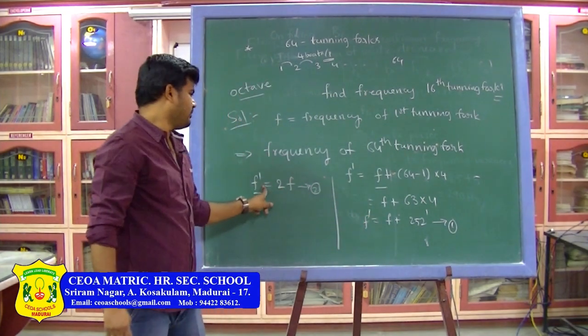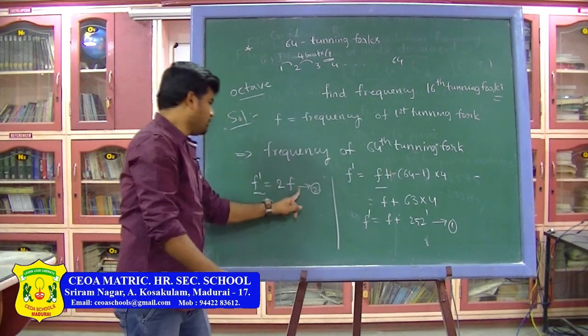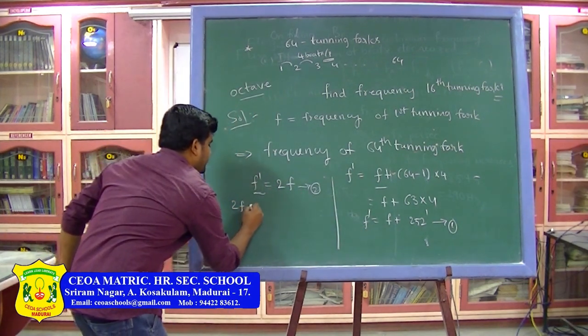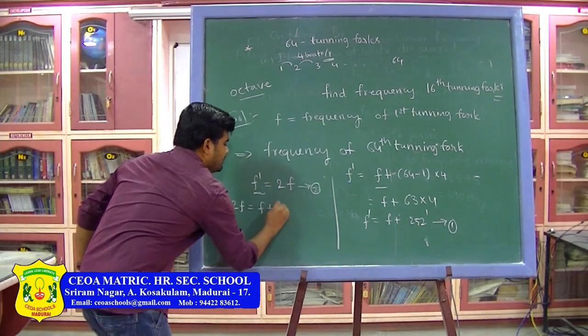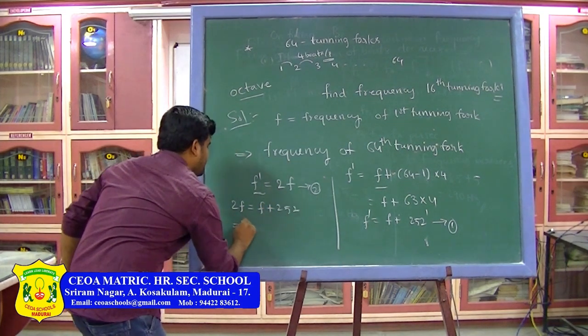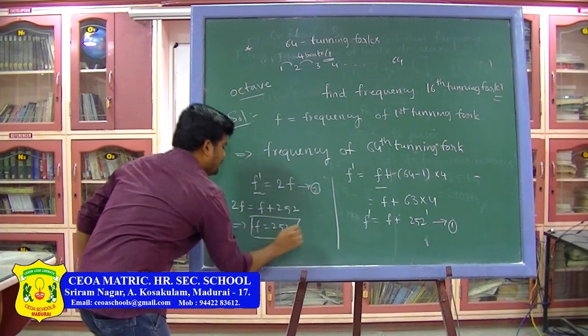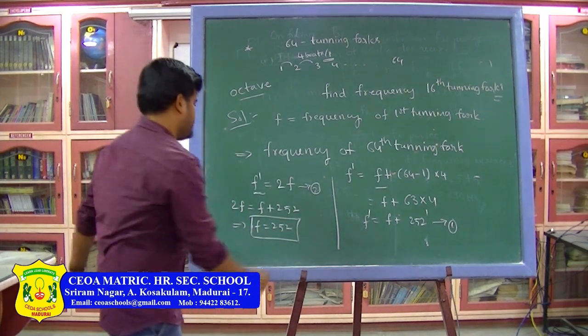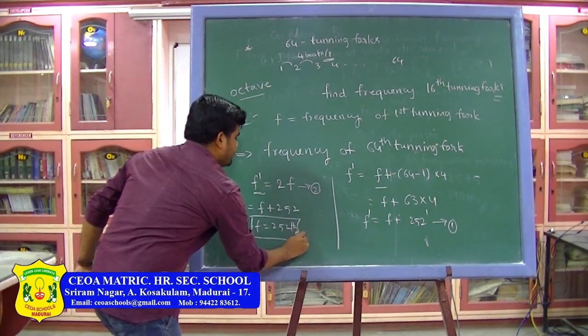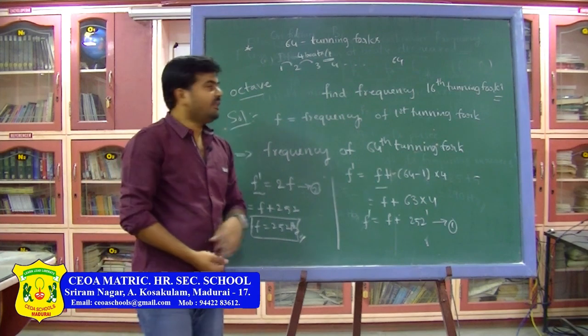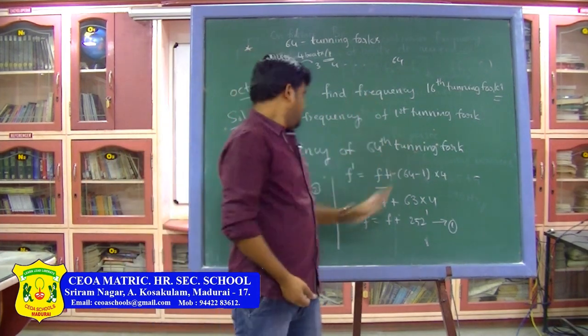So, here f dash is equal to 2f. I can use this equation 2 in equation 1, that is 2f is equal to f plus 252, then f is equal to 252. So, 252 Hz is the first tuning fork frequency value. Now I can find the frequency of any tuning fork in the combination using this value.